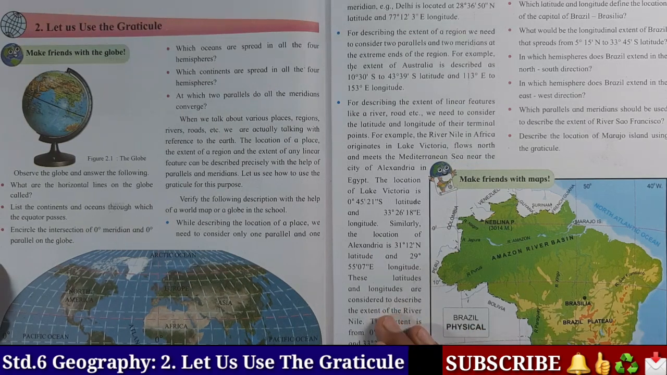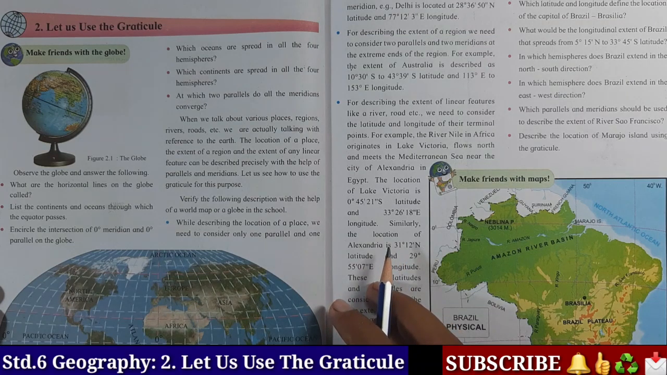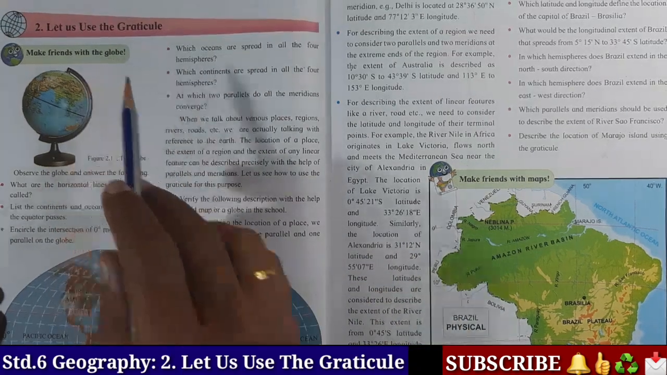Dear students, in the first lesson, that is the earth and the graticule, we have studied the parallels of latitude as well as the longitudes. Okay students, and also we have studied what is meant by graticule. Yes students, here let us use the graticule.